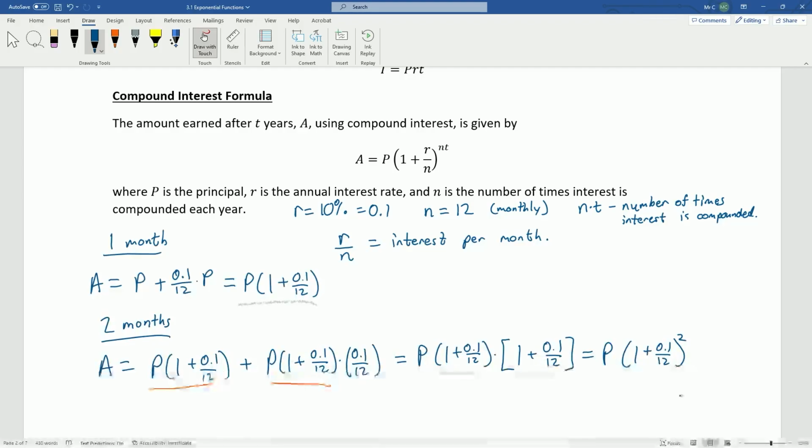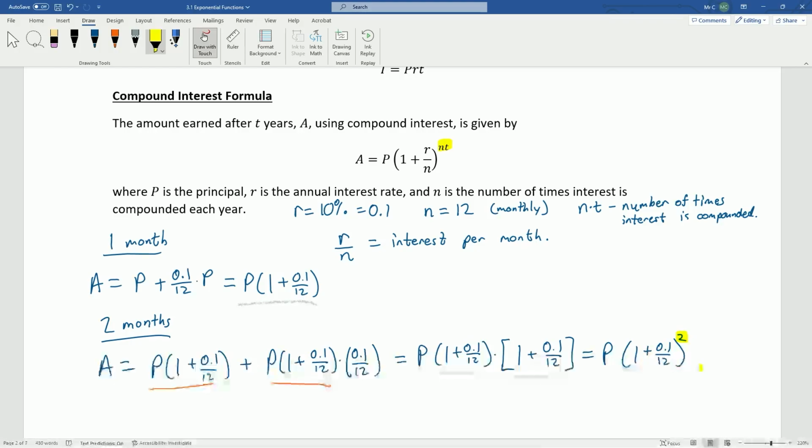So what do we notice? 2 is the number of times the interest has been compounded. We've had 2 months, it's been compounded 2 times. And otherwise, what does this look like? P times 1 plus R over N to the NT power, right? So that's all this compound interest formula is: it's a shortcut for working out what we just worked through the long way. That's it. So that's how we use compound interest.